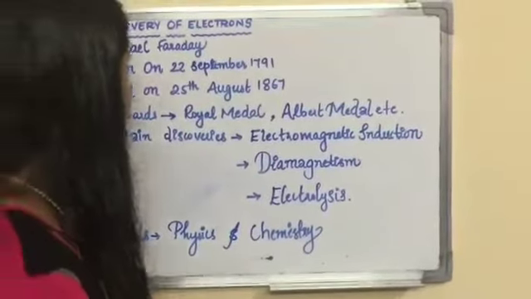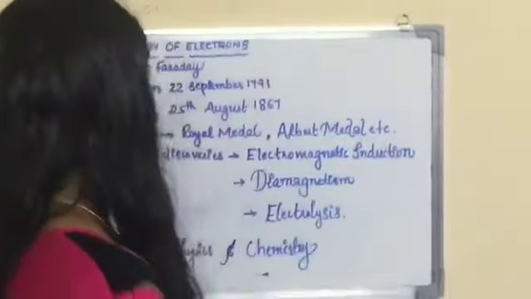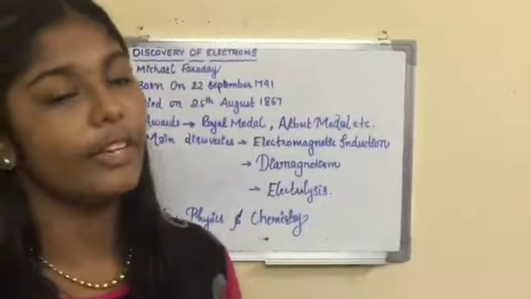He worked in the fields of physics and chemistry. He contributed a great part of himself to both physics and chemistry. I am going to explain the discharge tube experiment, which led Michael Faraday to the discovery of electrons.